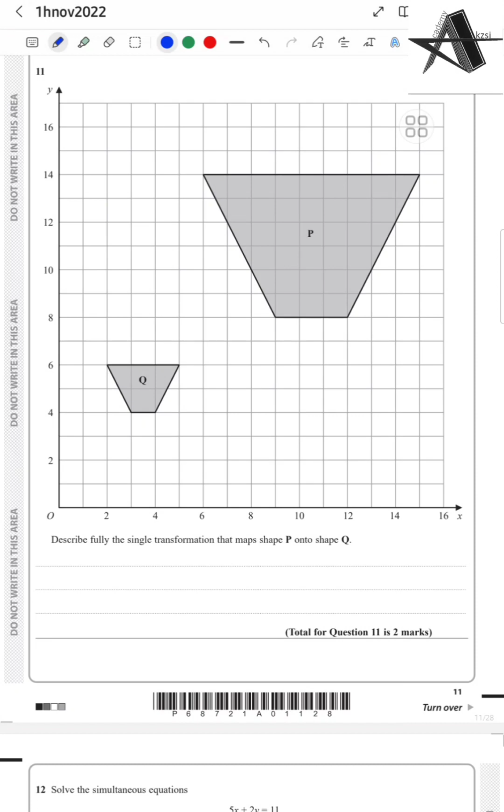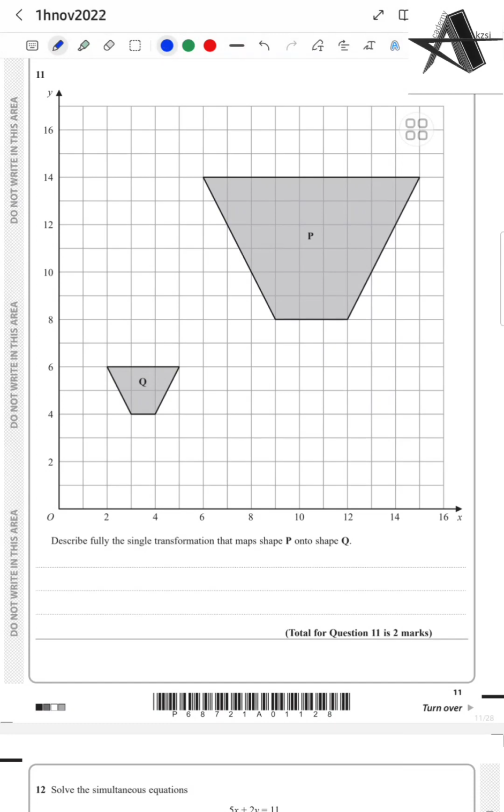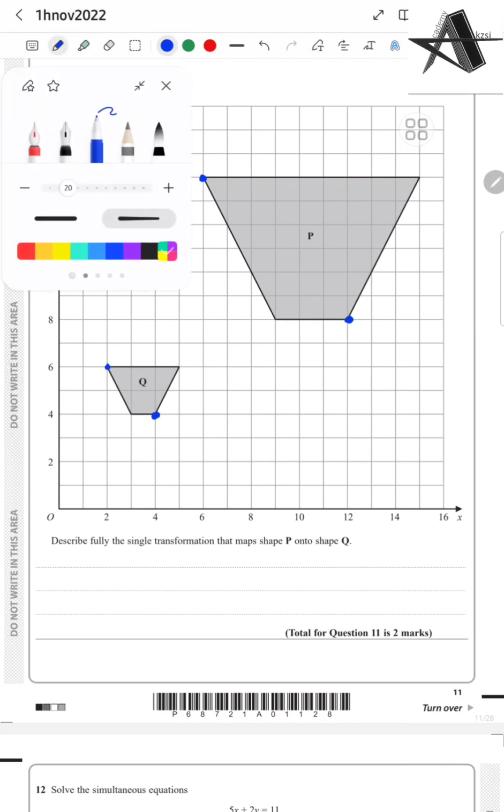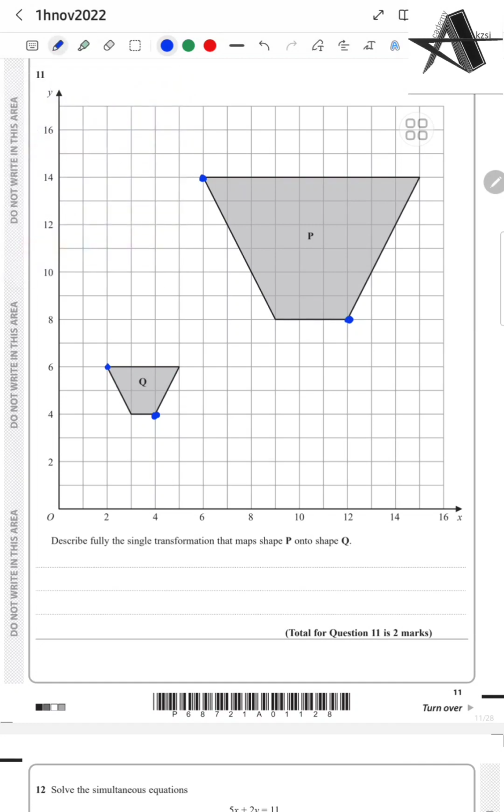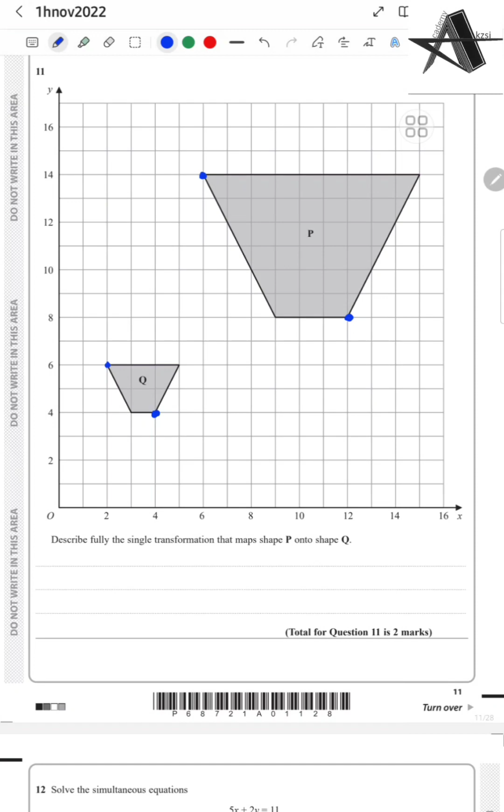And to describe the single transformation, you need to know the center of enlargement as well as the scale factor. We just need to connect the corresponding points. Corresponding points, that means if it's smaller here, then when it becomes larger, this will be the point here. That's the corresponding point. This point and this point. So try to join these two. You can pick any two, but obviously the possible map where you can connect them.